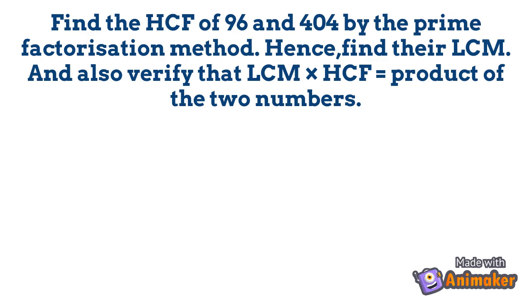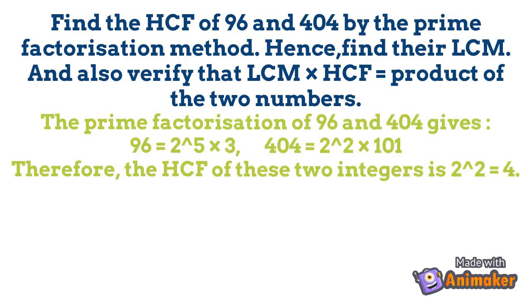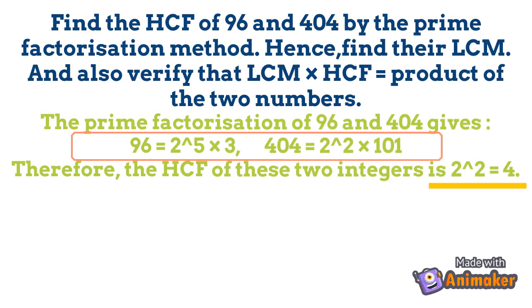So let's first take out the prime factorization. 96 equals 2 to the power 5 into 3, and 404 equals 2 to the power 2 into 101. The HCF equals 2 to the power 2, that is 4, because the lowest power is 2 to the power 2. That's why it is the HCF.